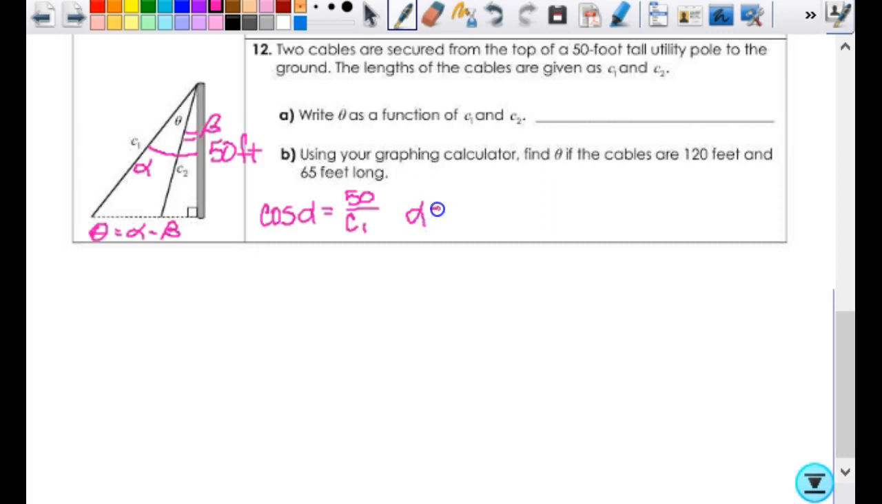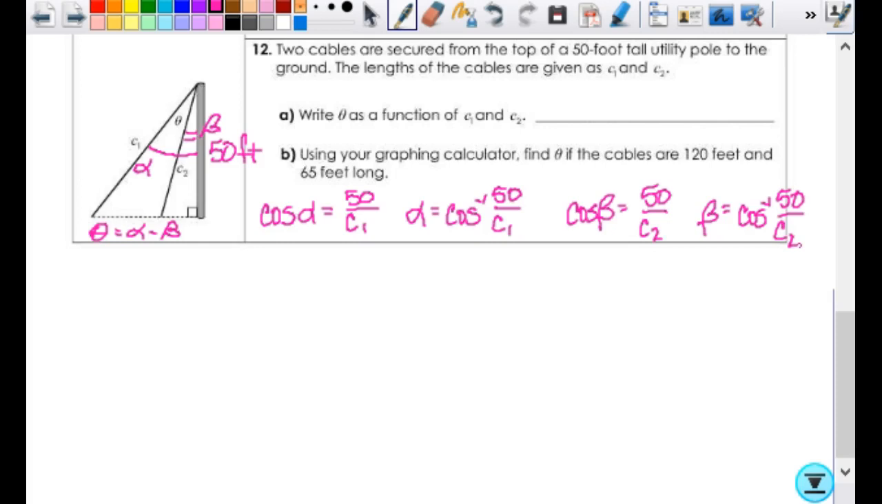So then alpha is equal to the cosine inverse or the arc cosine, it doesn't matter, of 50 over C1. So then the cosine of beta is equal to 50 over C2, which means that beta is equal to the cosine inverse of 50 over C2. Make sense? It's the exact same thing you would do if you have numbers. Things like this should not stump you because you have variables. It's like somebody wipes your brain out or something. I don't get it. Not for all of you, but for a few of you at least.